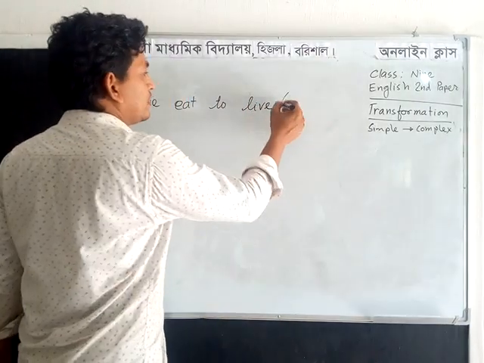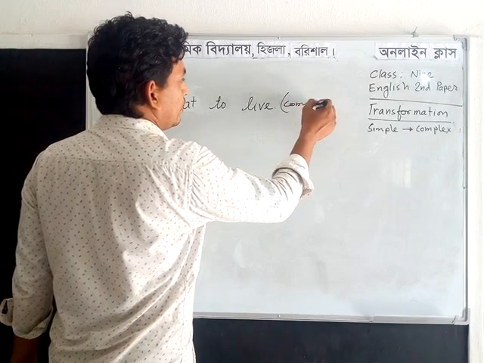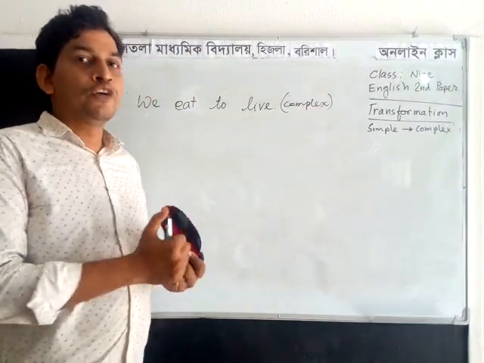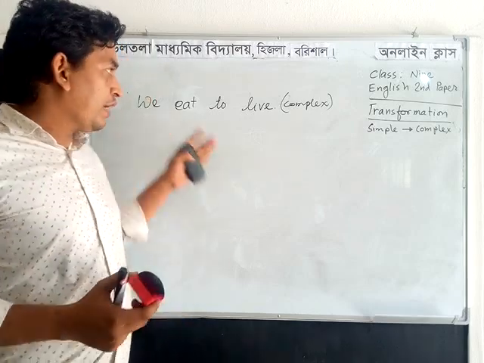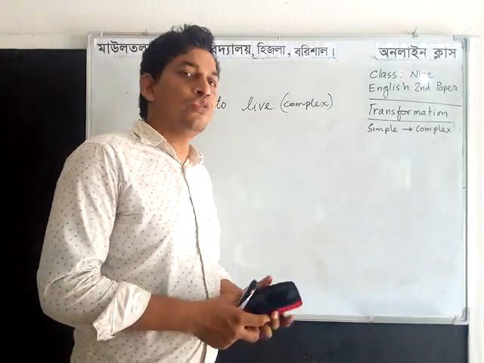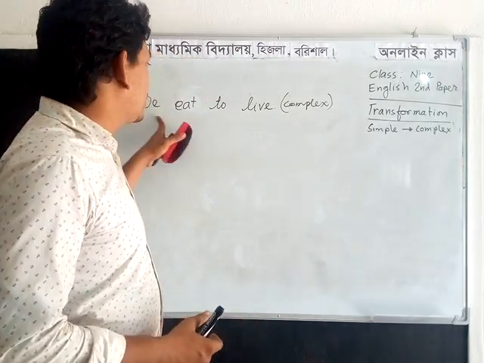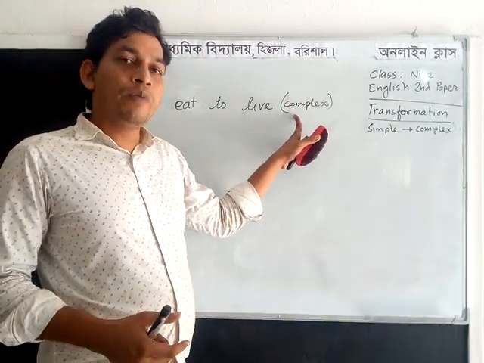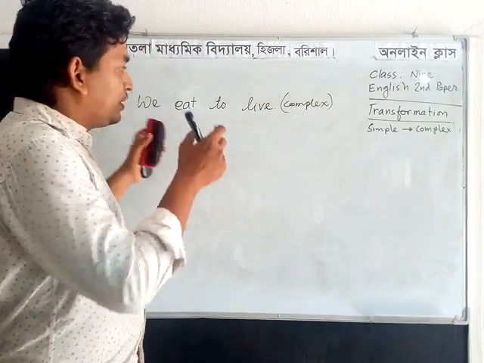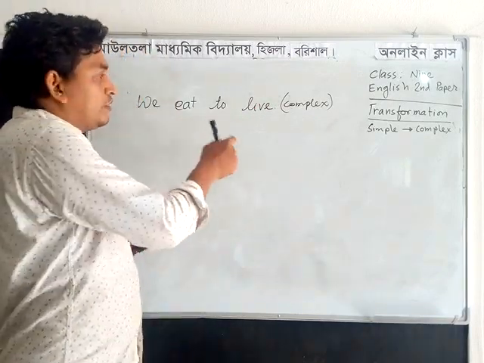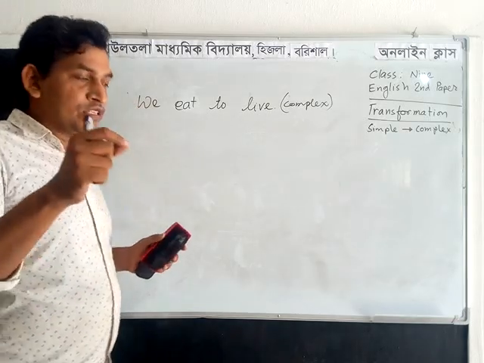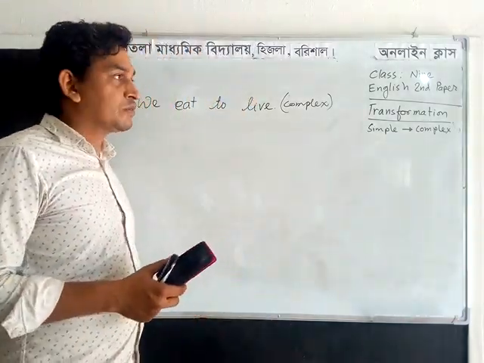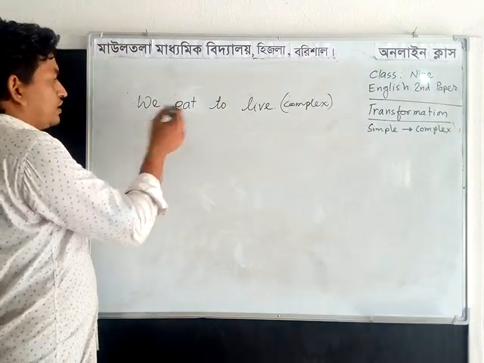Here the sentence is: we eat to live. And my target is to change this sentence to complex form. As this is a simple sentence and my target is to change this into complex form, I have to analyze this sentence, whether it is simple, complex or compound, because I have to change this sentence to complex form.